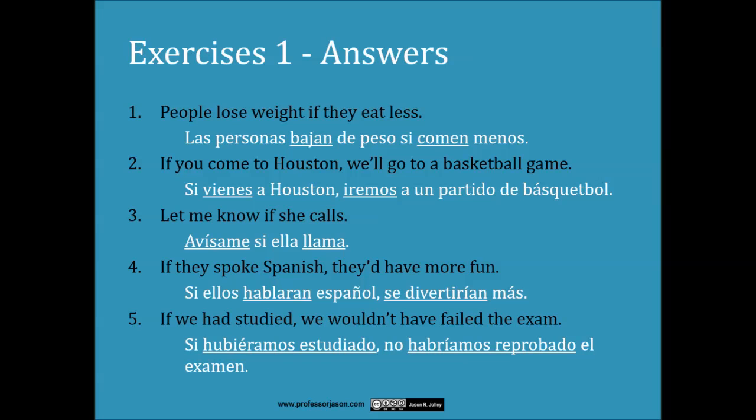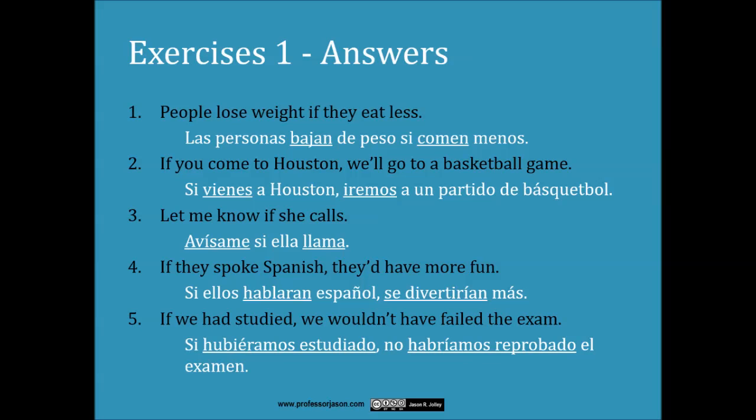If you come to Houston, we'll go to a basketball game. Category 2, it's an imminent or likely. Si vienes a Houston, iremos, o vamos a ir, o vamos a un partido de básquetbol. Number 3 is also an imminent, but I'm using an imperative or command form. Let me know if she calls. Avísame o dime si ella llama. Si ella llama, avísame o dime.